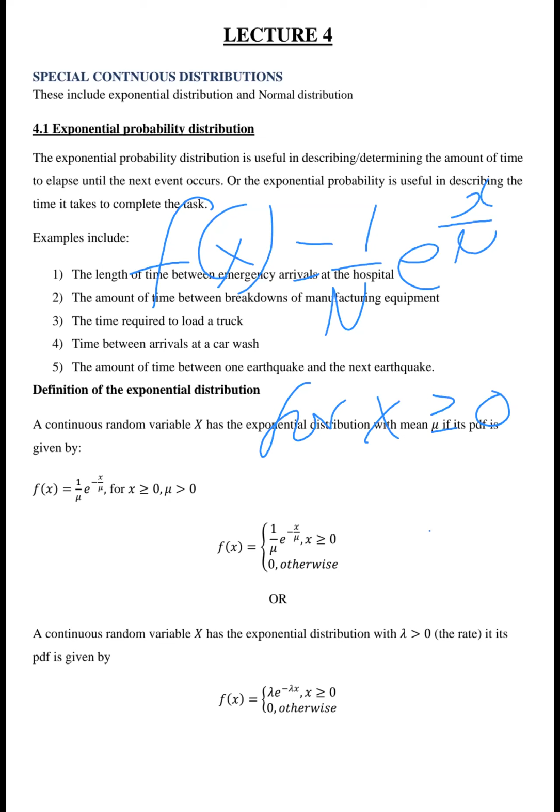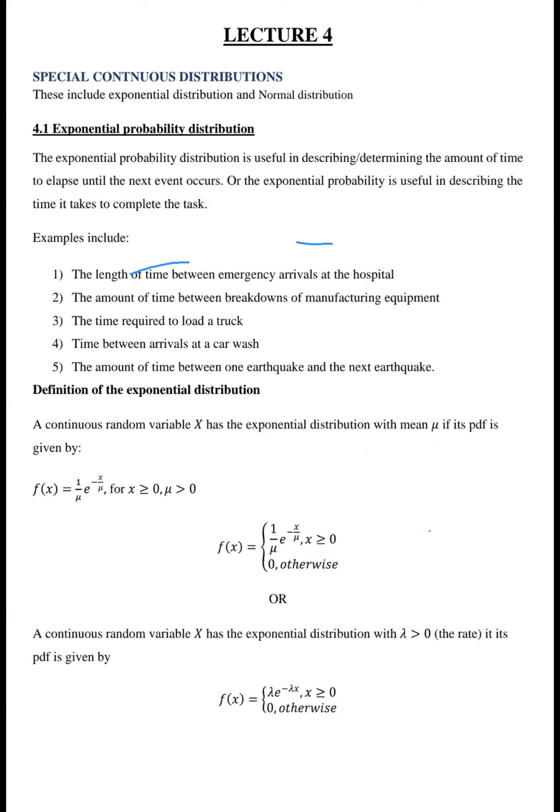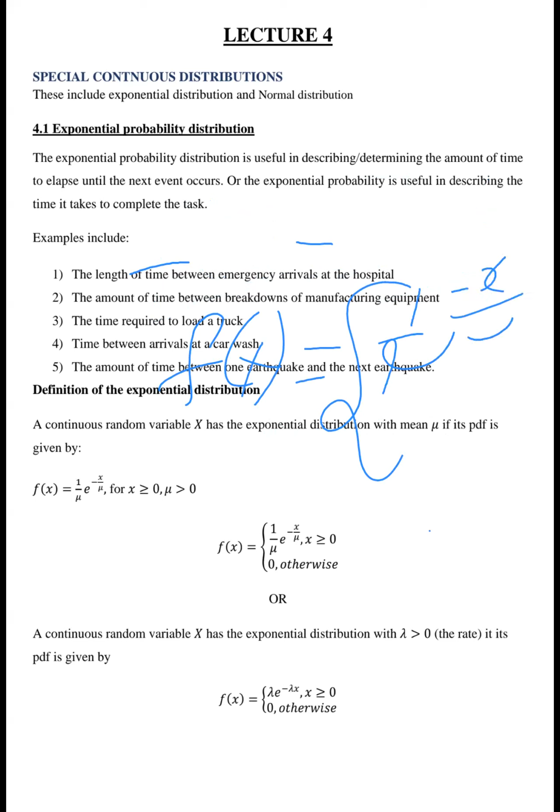So you're given a function like this one that says the function is defined as f of x equal to 1 over mu e to the power negative x over mu, for all x variables that are greater or equal to 0. That's just basically the definition, and 0 otherwise. So for all the values of x that are greater than 0, the function is 1 over mu e to the power negative x over mu.